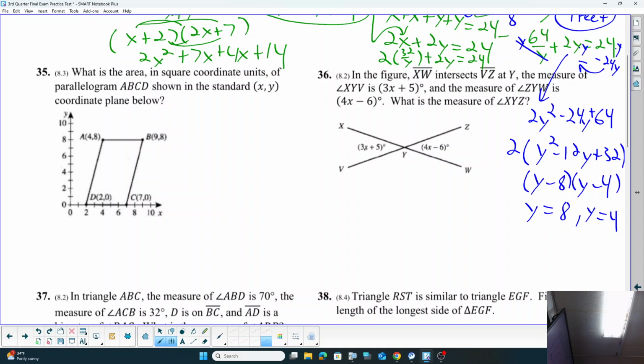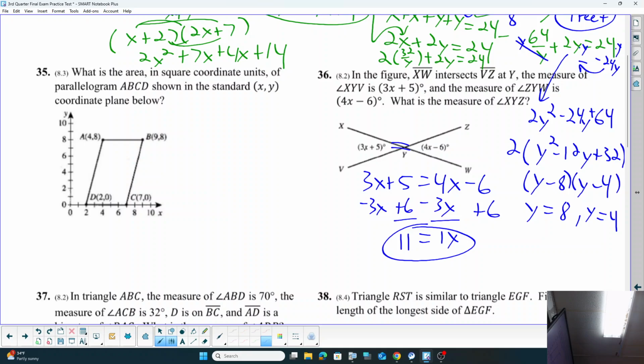Okay, this one's super easy. Vertical angles are congruent. So 3x plus 5 is equal to 4x minus 6. Pause me and try on your own. We're going to minus 3x to the other side, and then we're going to add 6 to this side. We get 11, so x equals 11. Because 11 times 3 is 33, plus 5 is 38. 11 times 4 is 44, minus 6 is 38. It works.